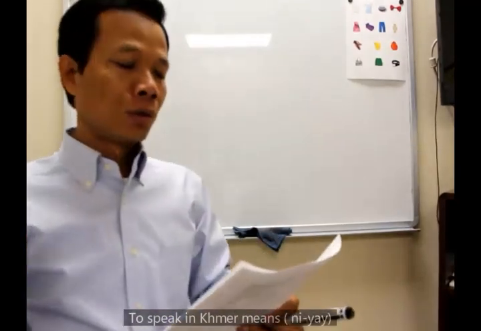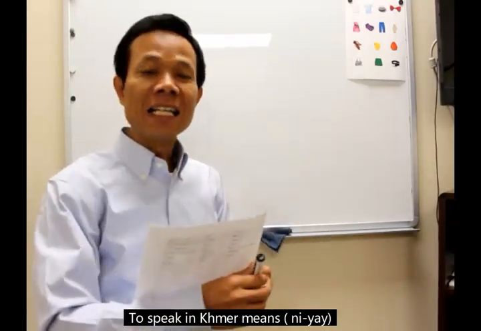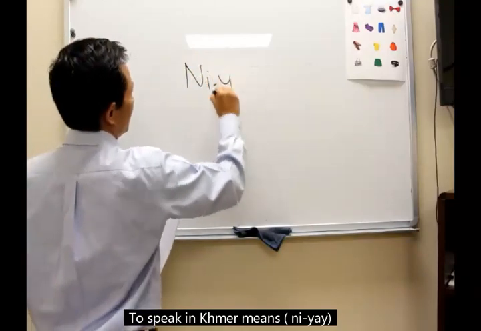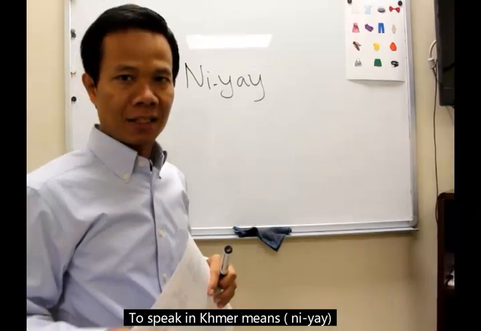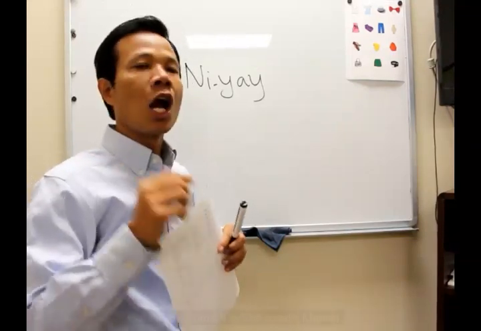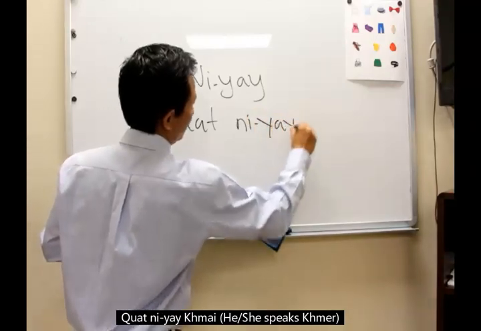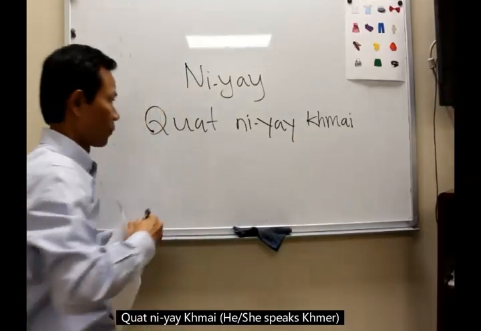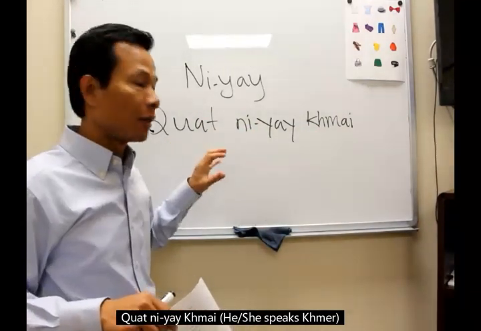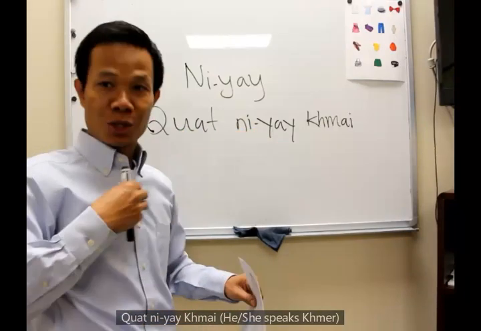Next one is to speak, to talk, or to say. In Khmer we say niyei, but we say it fast, niyei. Ba, niyei. To speak, to say, or to talk. You can say quat niyei Khmer. Quat means he or she. Ba, quat niyei Khmer. He or she speaks Khmer. Khnyom niyei Khmer.